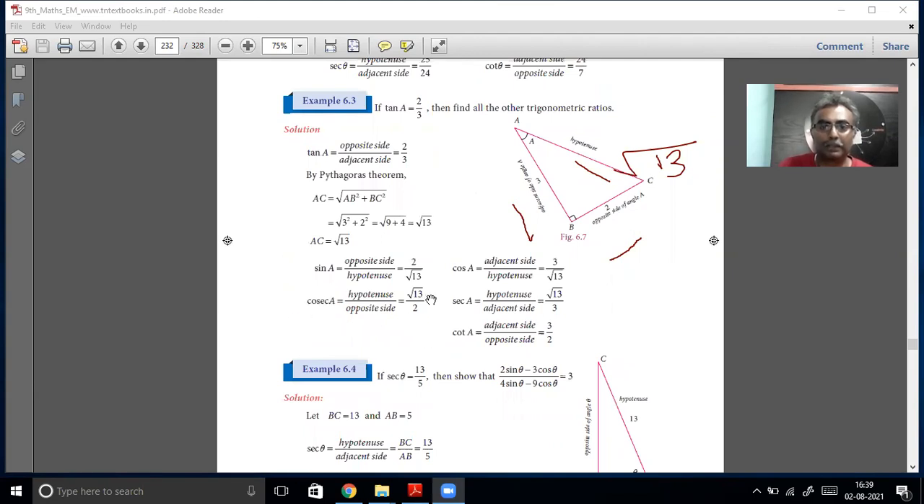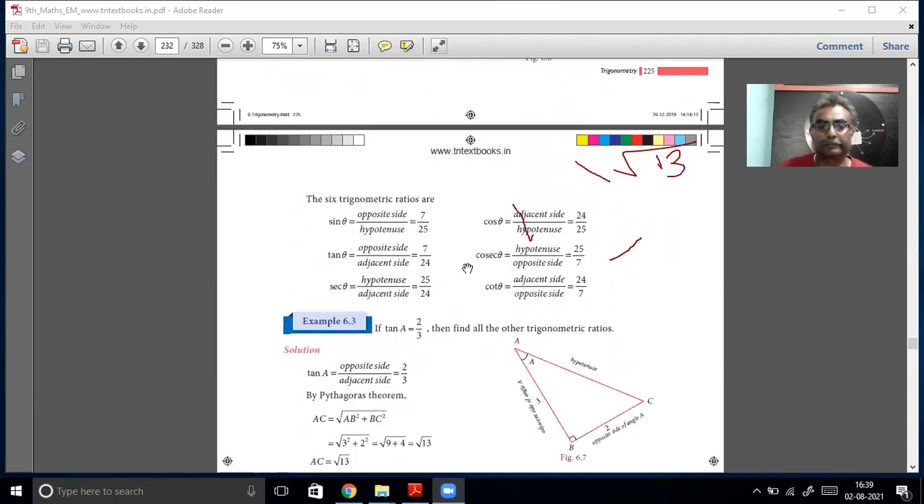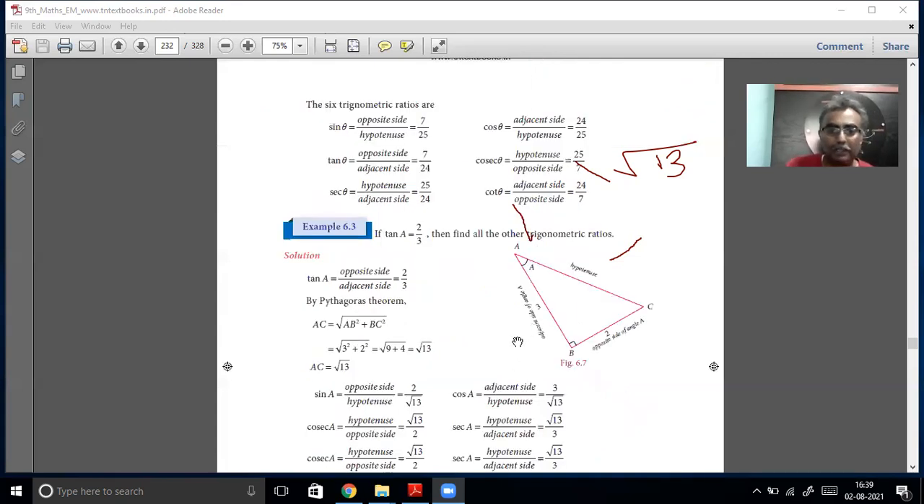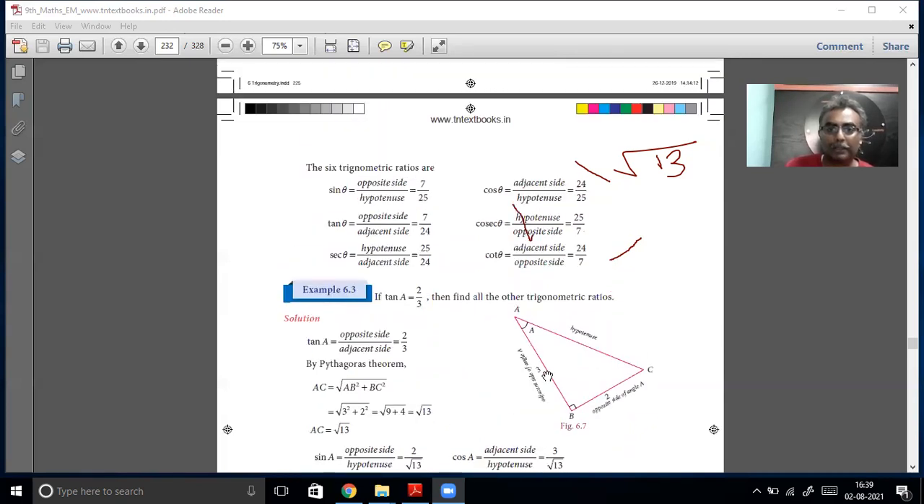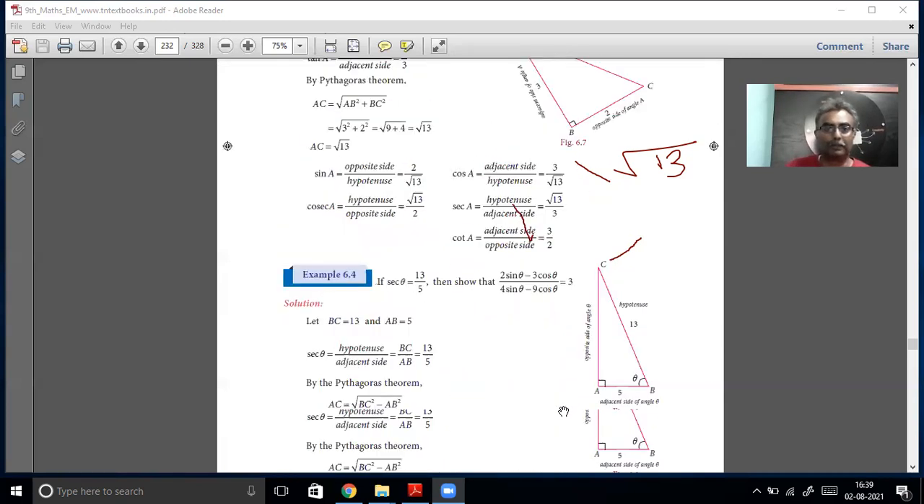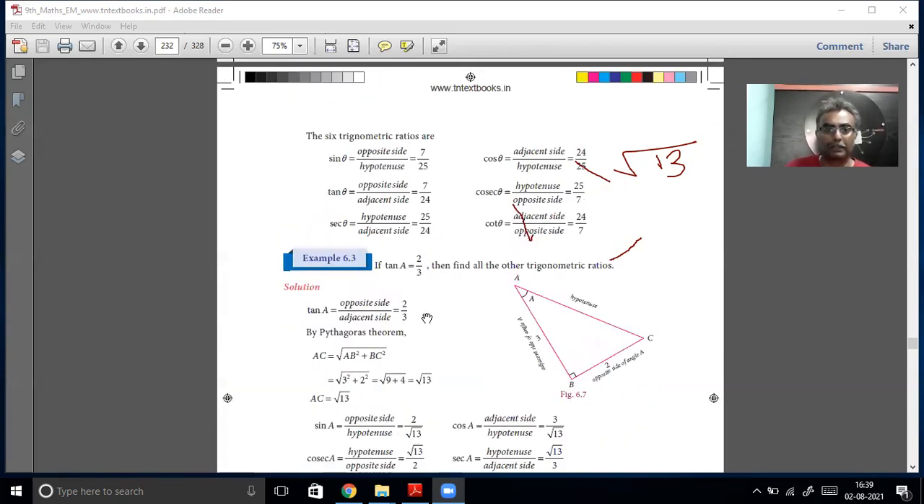Yeah, that is cosecant. Okay. Secant theta is hypotenuse by adjacent. Hypotenuse is how much? Root of 13. Adjacent is 3. So root of 13 by 3. So that is also correct. Secant theta, cosecant theta, and cot theta you got is 3 by 2. Okay, very good. Let's move on to the next example.